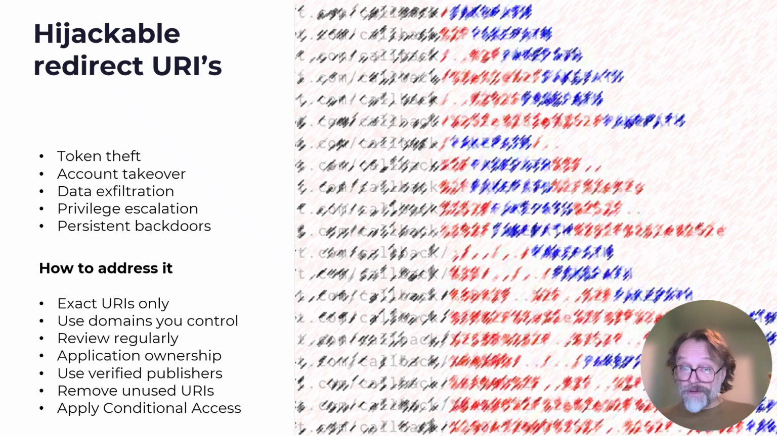And apps with a verified publisher are less likely to abuse redirect URIs. And you should also remove unused URIs and delete any stale or deprecated redirect URIs from the application registration. And you should use conditional access for applications. Apply conditional access policies to sensitive applications or limit sign-ins to trusted network devices.